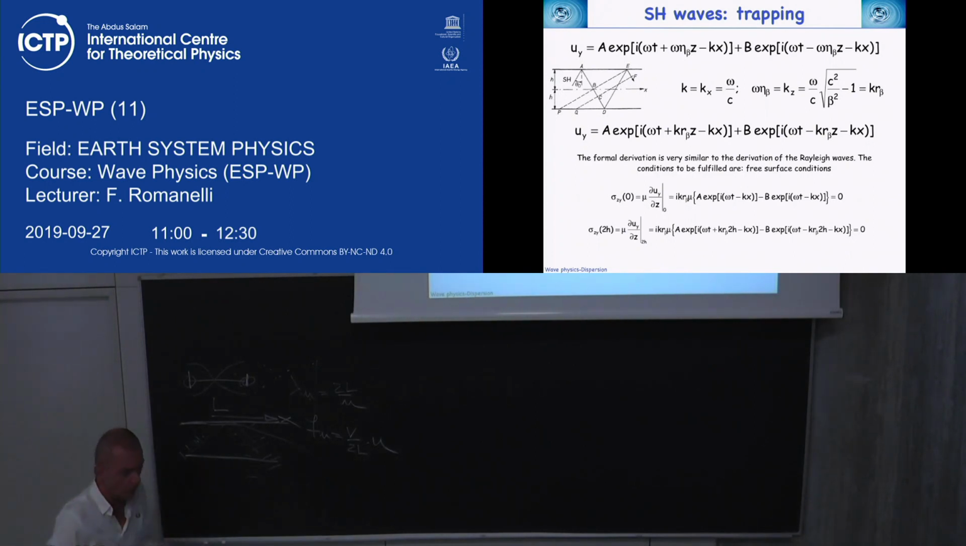So what we are going to write as a trial solution is something like that. Uy, it's an SH. Just one component of displacement. Something that is traveling along x. One section is going towards the negative, the other one is going towards the positive. It's the multiple reflection. So something going up, something going down.